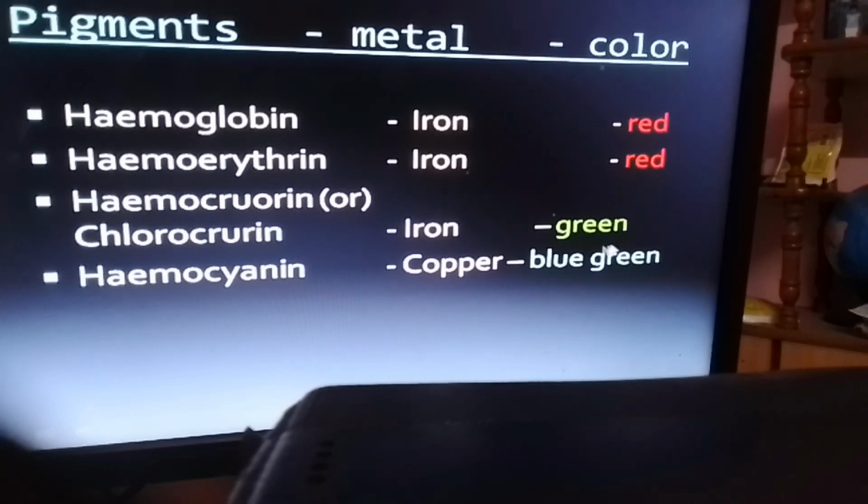That is chlorocruorin. That's why it's called chloro. Chloro basically means green in color, like that of the plant green material, chlorophyll. Now here the copper basically gives a blue-green color to this.